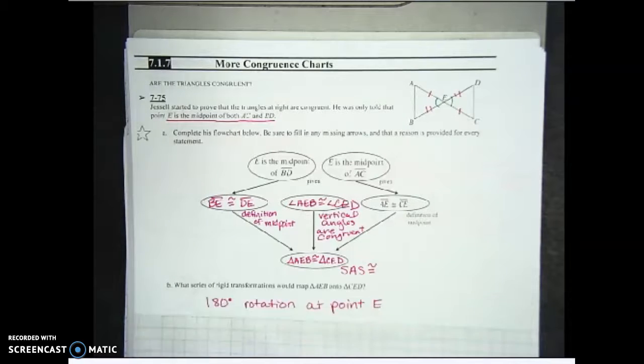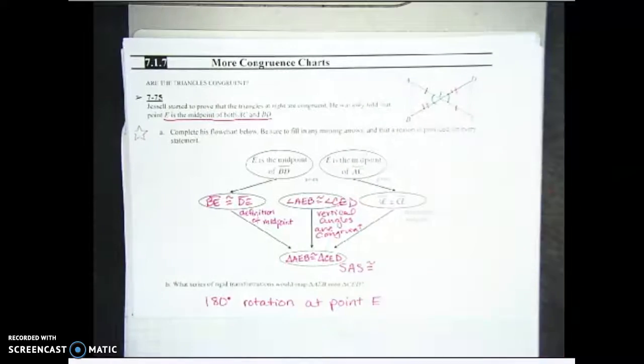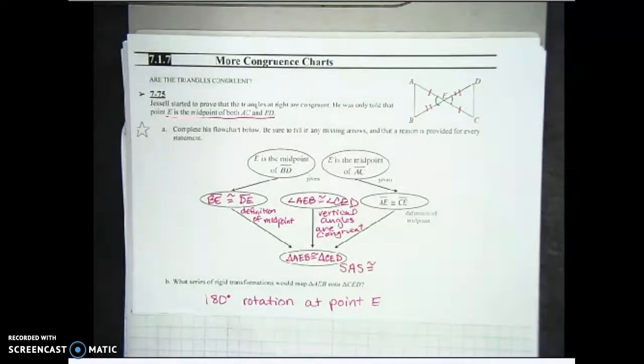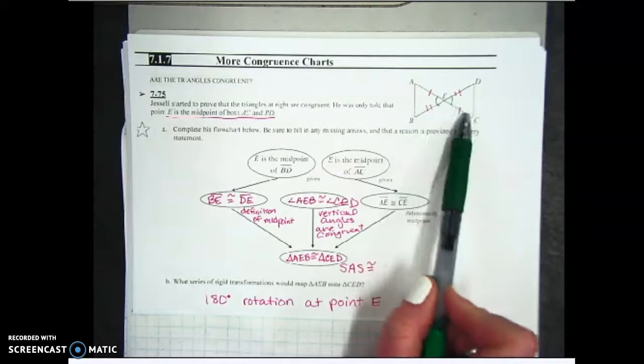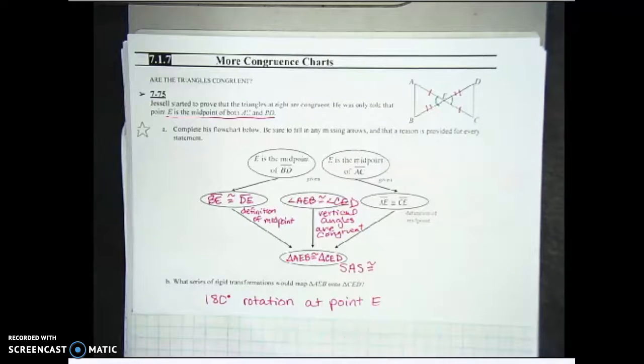A rotation. Good. So if you do a 180-degree rotation at point E, you're going to take that left triangle, turn it, it's going to end up on the triangle on the right. Okay? Notice that the single tick mark has to end on top of the single. The double has to end on top of the double. So if you just do a reflection, that's not going to happen.